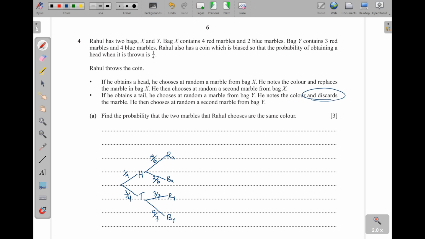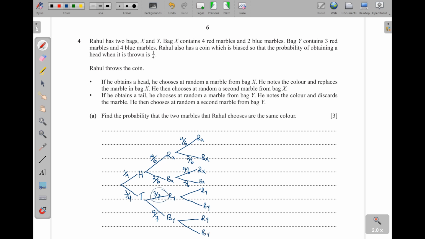Then after, this person discards. That means the total reduces by 1. So for the second picking, actually even here, there is a second picking, for both of them. So red from X and then blue from X. This one is picking with replacement, so the probabilities remain. Red from X, then blue from X. Probabilities remain all through. So red from Y, blue from Y, red from Y, blue from Y.